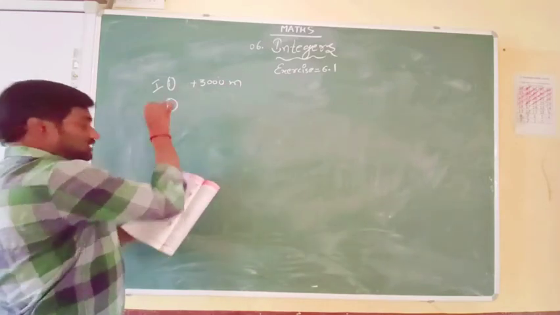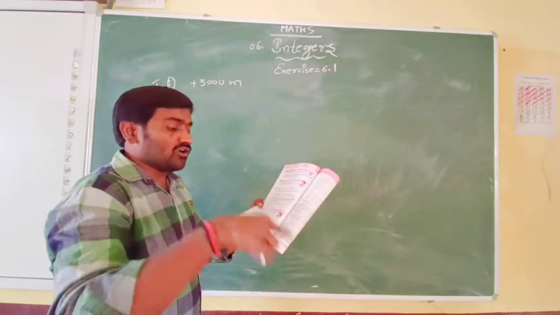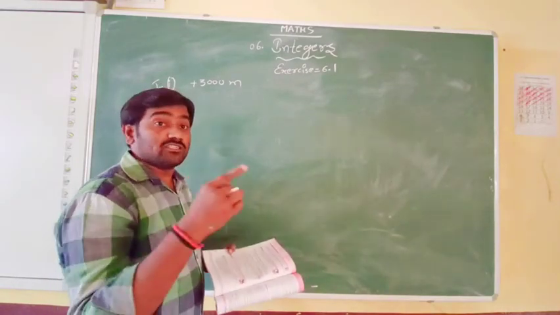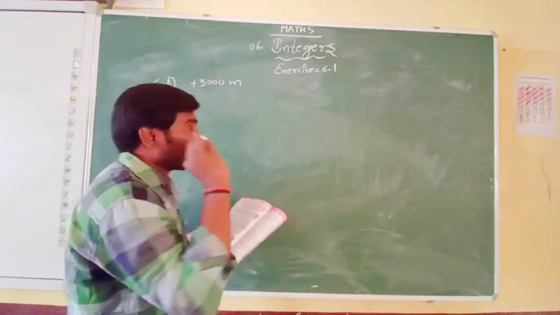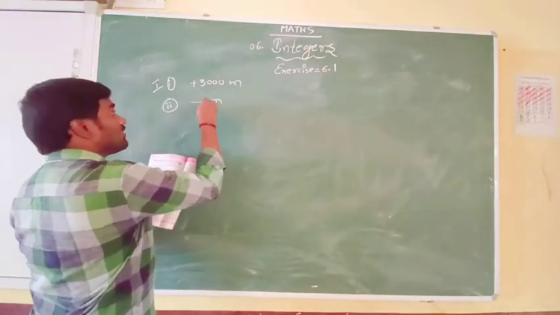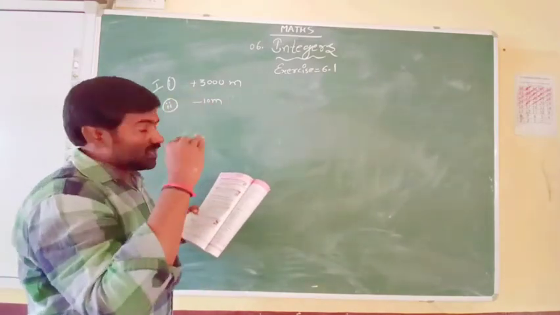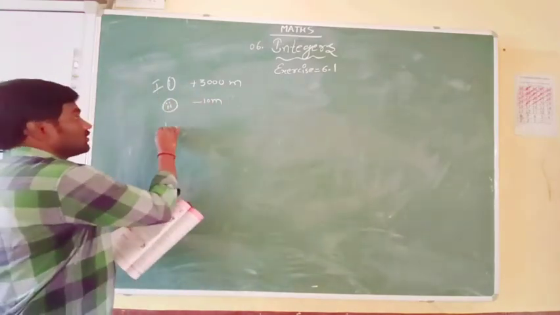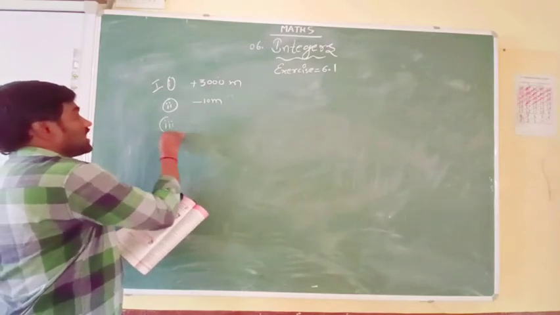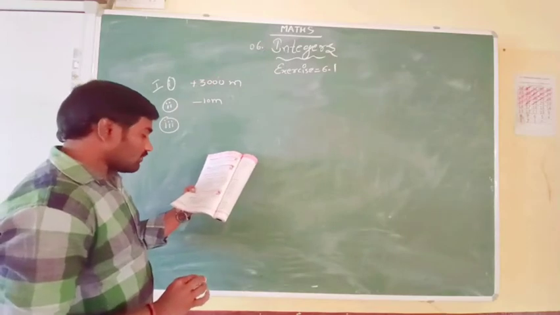Then the second question is that a fish is 10 meters below the water surface. Below in the sense minus, so minus 10 meters. Why did I keep minus here? Because it is below the water level. So above you take plus and below you take minus. In this way you understand the meaning of positive numbers and negative numbers.